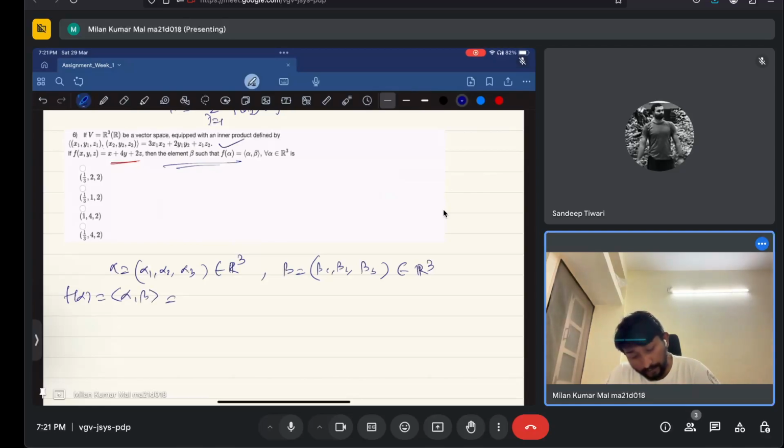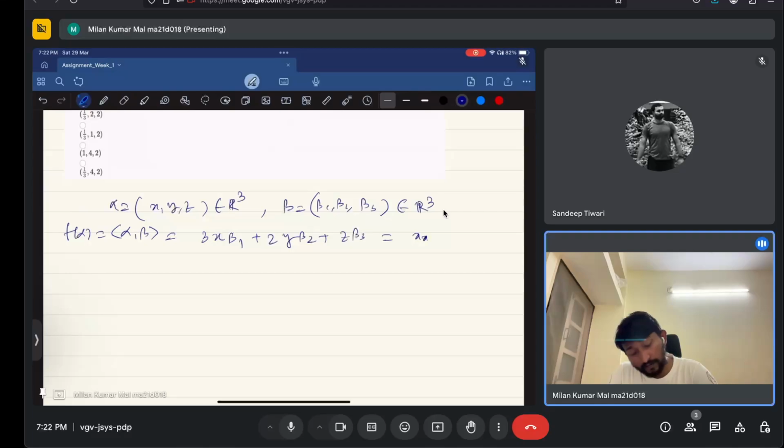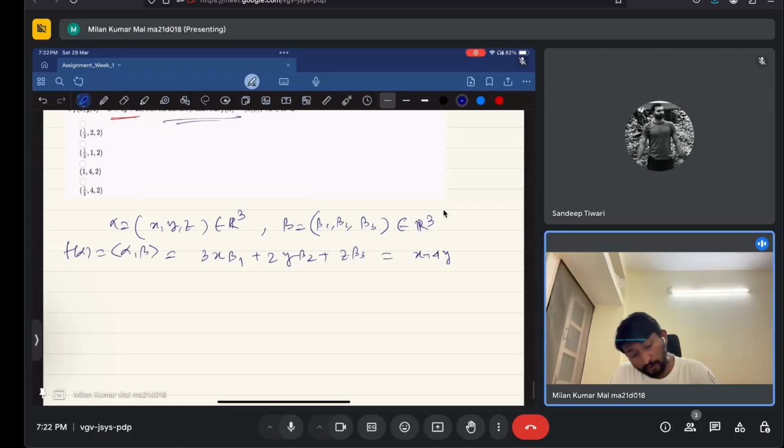With this formula, I should write alpha equals x1, x2, x3, then it will be x, y, z. Then by this formula it will be 3 x beta 1, plus 2 y beta 2, plus z beta 3. Just the coefficients have changed, nothing special. And it is saying that, according to the formula, this is equal to x plus 4y plus 2z.